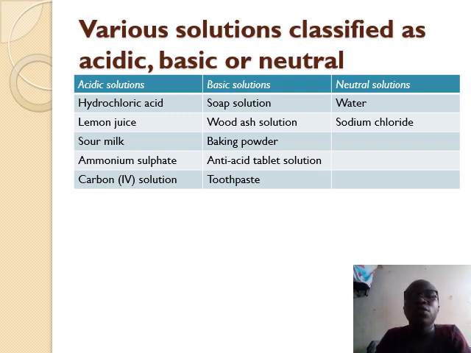Then we're going to talk about the basic solutions. These are soap solution, wood ash solution, baking powder, antacid tablet solution, and toothpaste, among others. Then neutral solutions, we have water and sodium chloride, among others.